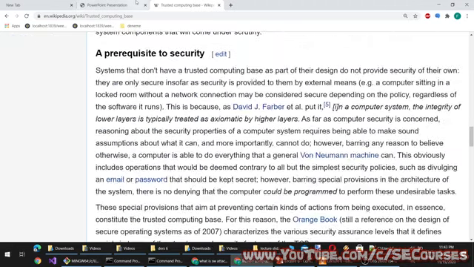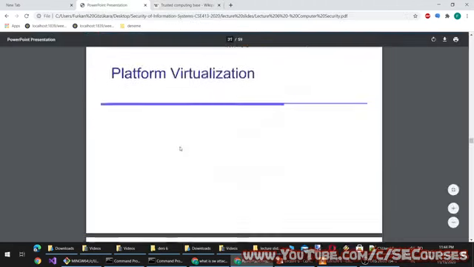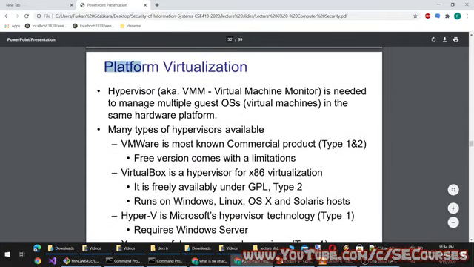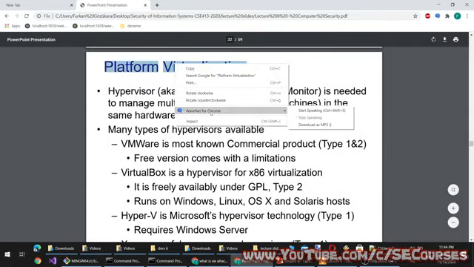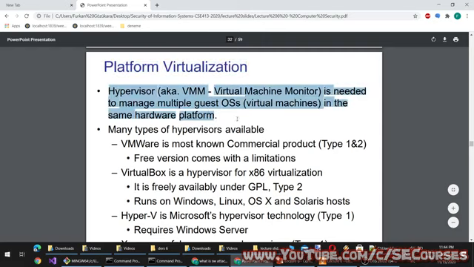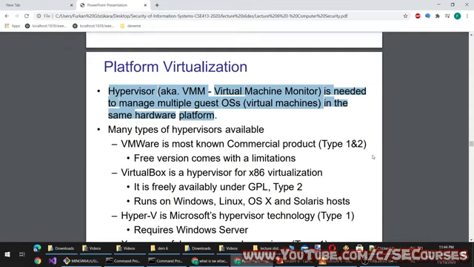Okay, there is some more information. And platform virtualization, which is very commonly used in today's IT. Platform virtualization. Hypervisor, aka VMM, Virtual Machine Monitor, is needed to manage multiple guest OS's, virtual machines, in the same hardware platform.